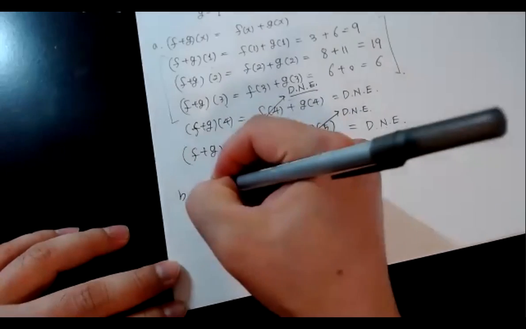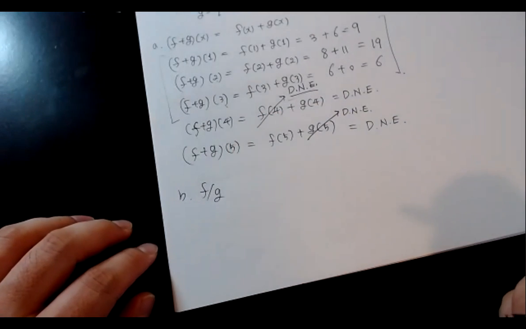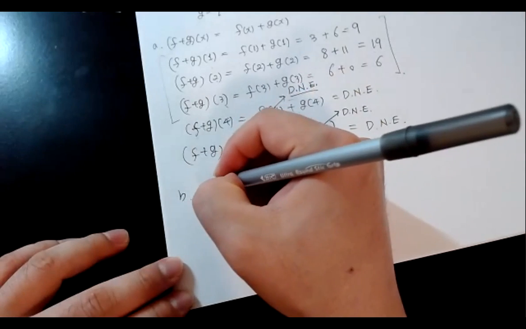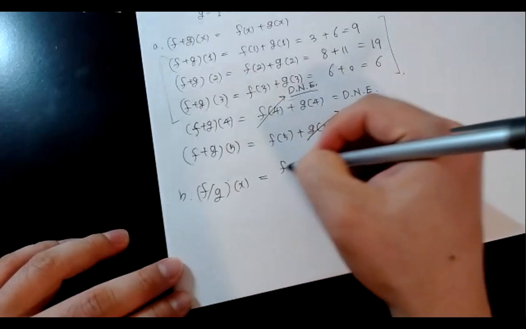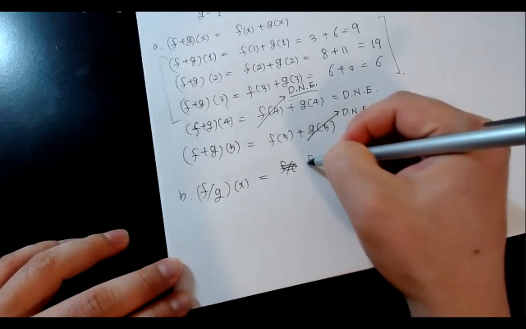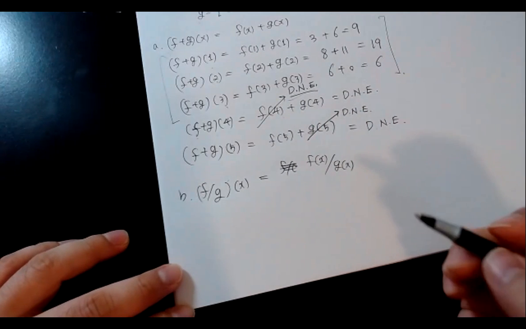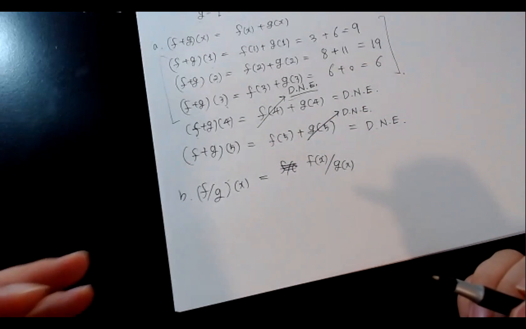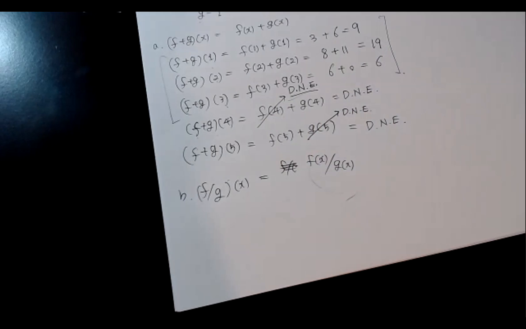So f over g. Okay, so now f over g is what? This is x, which is equal to f of x over g of x. Then let's try to figure out this quotient function for each x value.